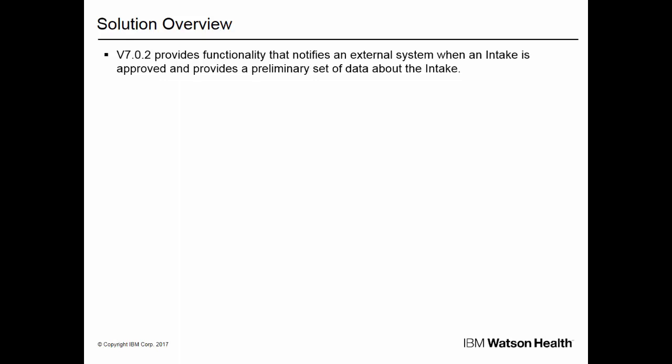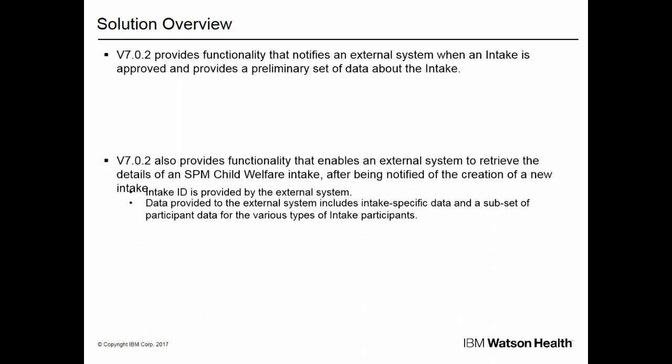Only data that will not potentially include sensitive personal information is provided, such as basic intake details, including the intake category, type, intake ID, and recommendation information, including whether the intake has been screened in or screened out. The notification is created when an intake is either manually or automatically approved and has been provided for the intake types of child protection services, family services, and interjurisdictional.